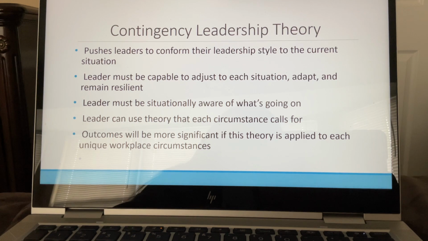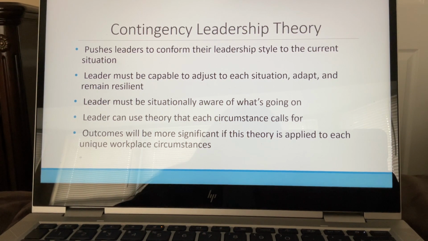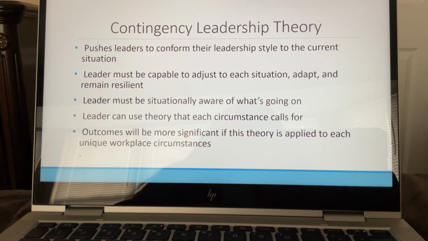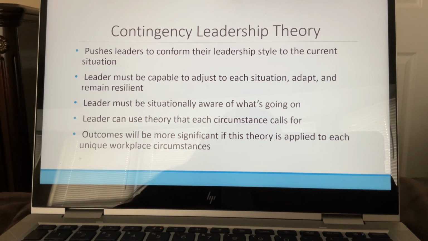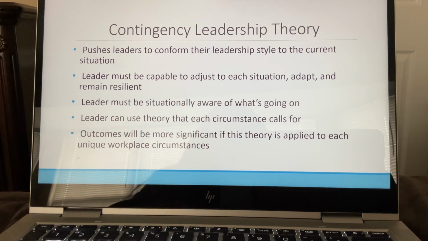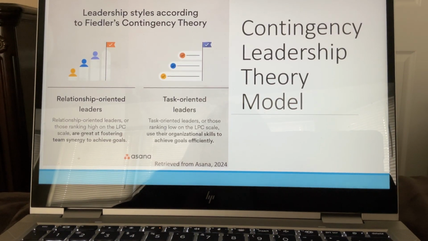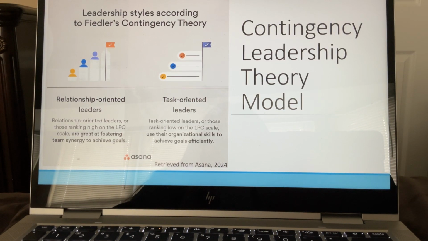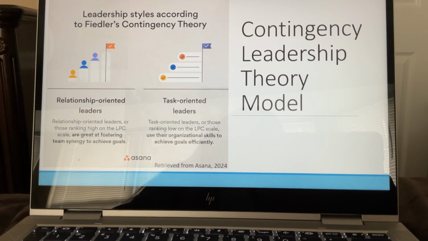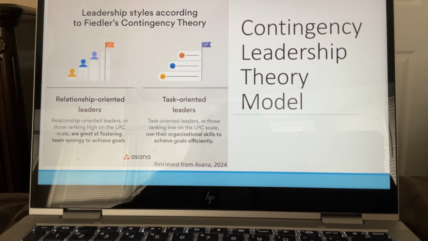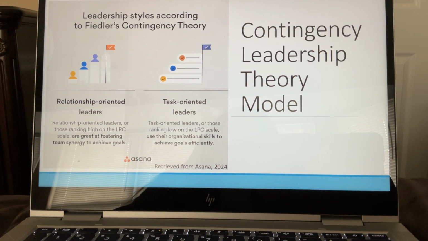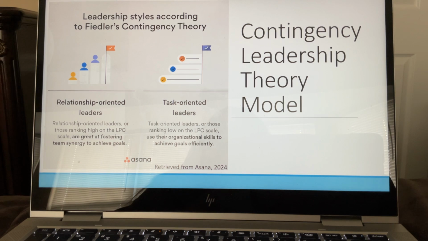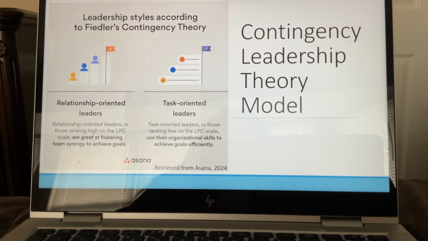The outcomes, if they're able to do each leadership style, might be more significant, and the outcomes might be better because that leadership style helped that situation the best. So let's learn this leadership theory better by looking at this model that kind of explains it. You could either be people or task oriented, and if you balance them out, you'd be a better leader by balancing people and the tasks that need to be done.